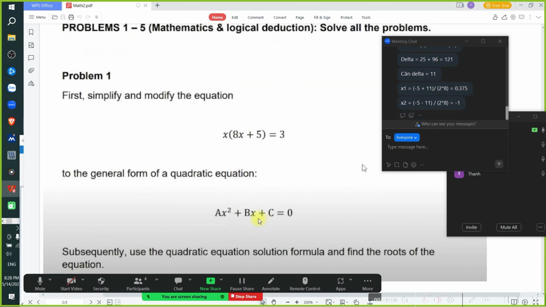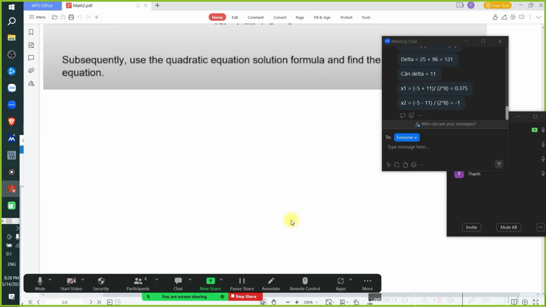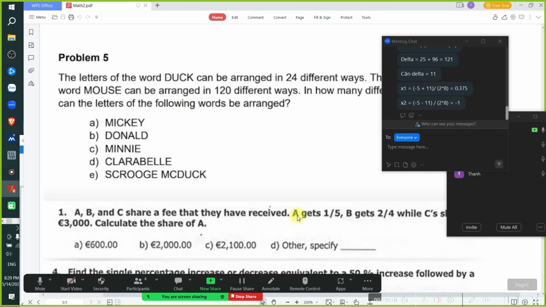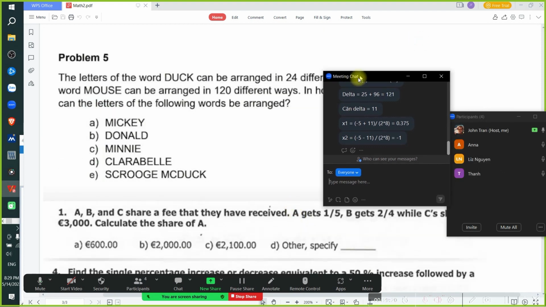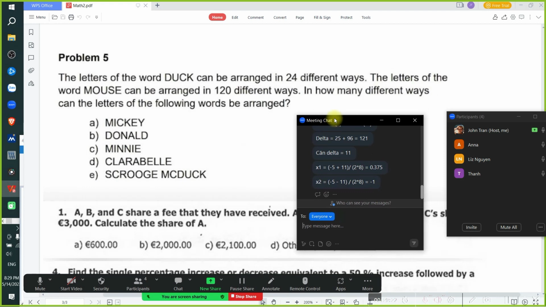Okay, that's it. It's not going to be more complicated than this, okay? Alright, so let's go to problem 5. This is a bit more difficult, okay?